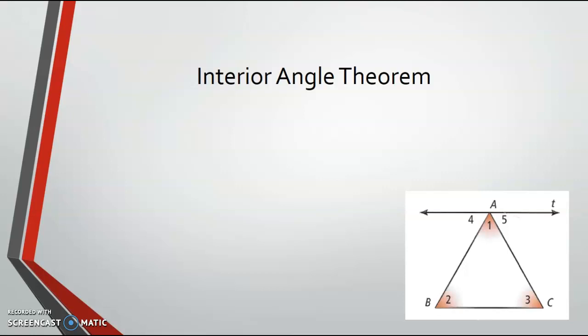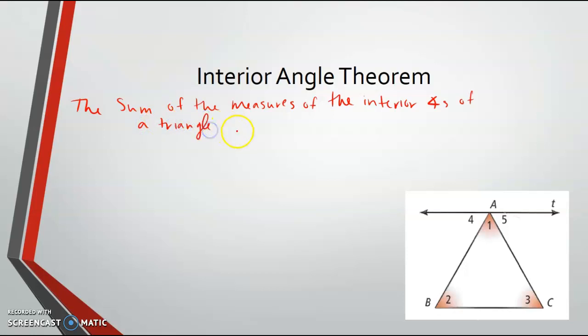And then our interior angle theorem states that the sum of the measures of the interior angles of a triangle is 180 degrees. So let's break this apart.